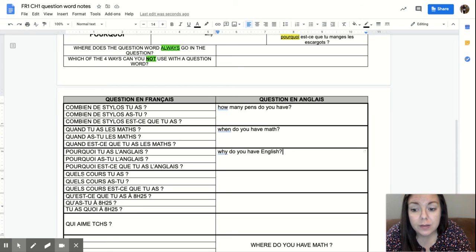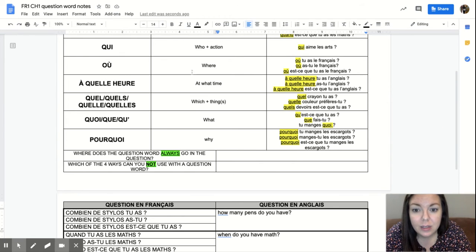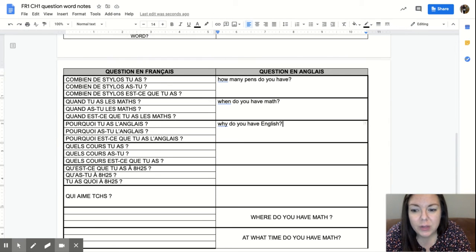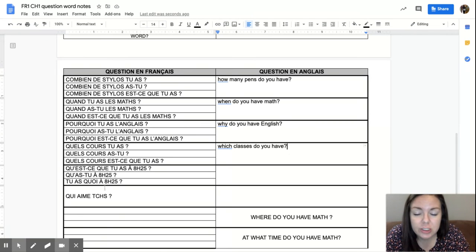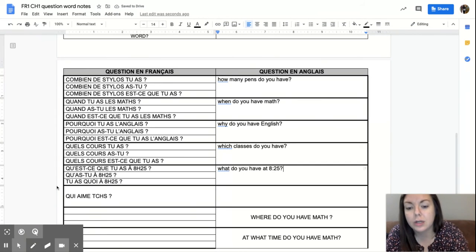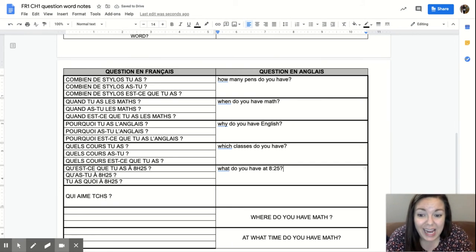All right, this next one. So all 3 of these, quel. Remember, what does quel mean? Which. So write what you think that question means en anglais right there. Quel cours tu as? En anglais, which classes do you have? Okay, you could have also put courses, whatever. Okay, last one. So again, I just need to be able to recognize quel and que. So, qu'est-ce que tu as? Qu'as-tu? Tu as quoi? All of those are asking what question. En anglais, what do you have at 8:25?